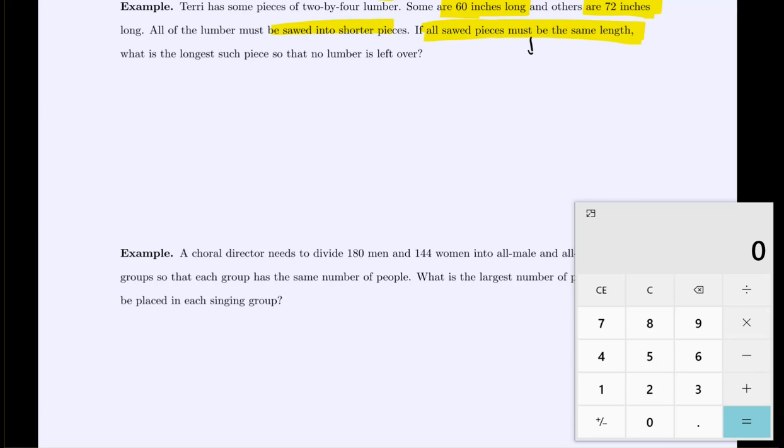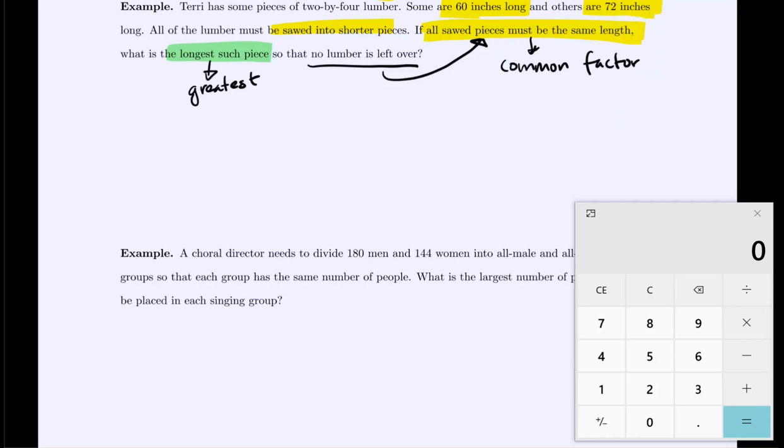This gets us the idea of a common factor. Because all the boards that we saw, whether it's from the 60-inch board or the 72-inch board, we want the resulting pieces to be the same length. But the only reason we can do that is we've got common factors there. And we want to make sure there's no lumber left over. That, together with this, gives us our common factor idea. And when it says what's the longest such piece that we can make, where there's nothing left over and they're all the same size, this tells us we're looking at the greatest. So together we can see where we're getting our greatest common factor.